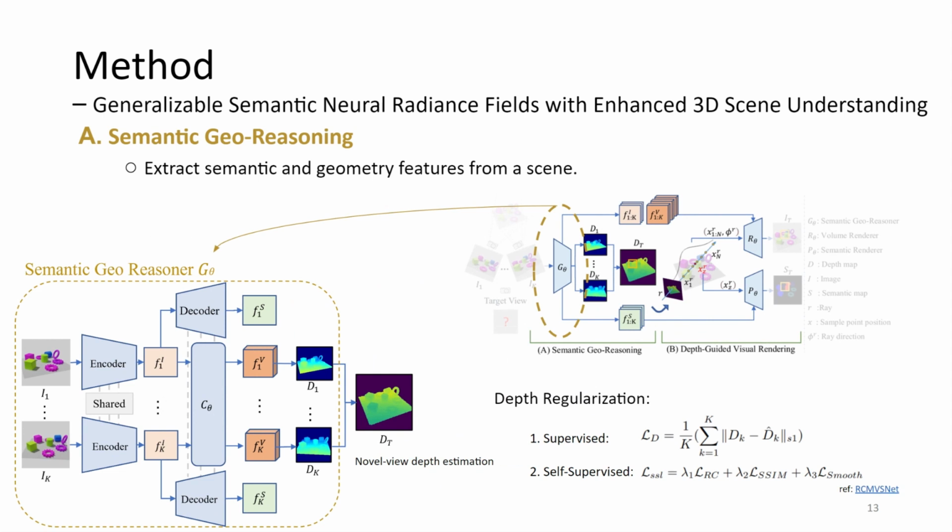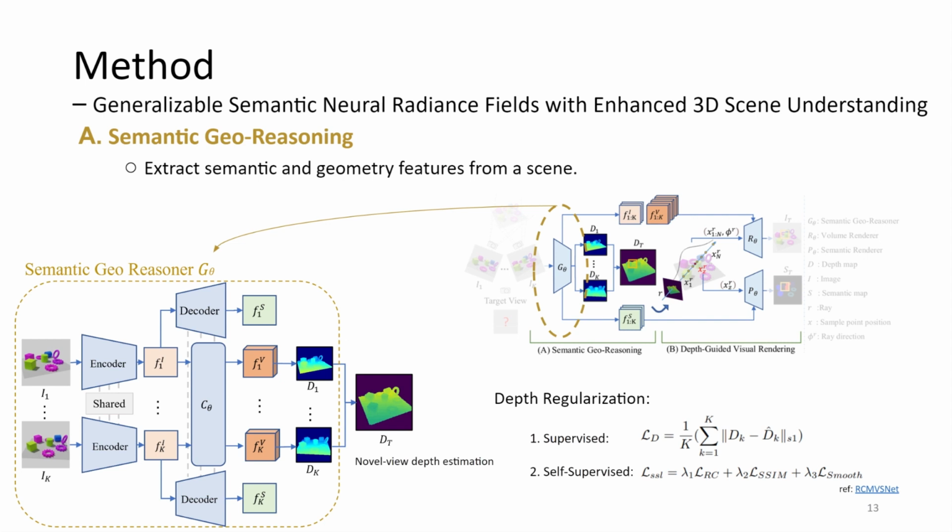In the semantic geo-reasoning step, we perform multi-view depth estimation. Similar to many existing depth estimation methods, images I1 to IK are fed into a shared CNN encoder to extract features. These features are then fed into a cost volume aggregator to combine multi-view information and create a 3D feature volume FV, which ultimately predicts depth maps of each frame, D1 to DK. This multi-view depth estimation can be supervised directly using ground truth depth maps or in a self-supervised manner, following the approach used in RC and VSNet.